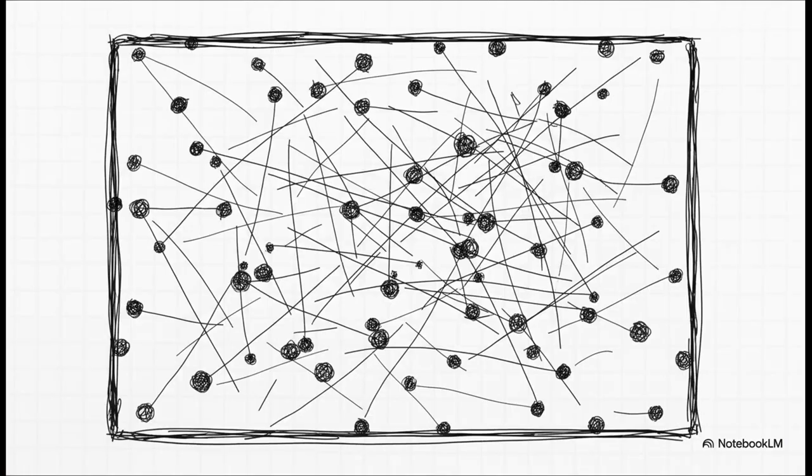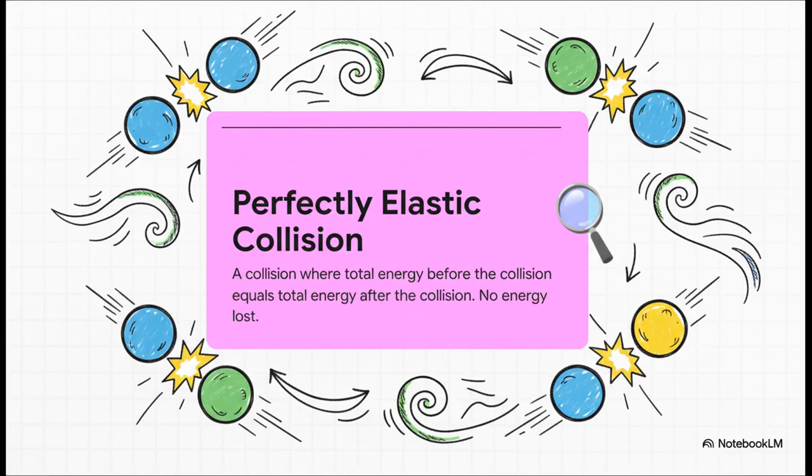Well, for an ideal gas molecule, life is just one big, chaotic pinball machine. They are in constant, random motion, flying off in every direction you can imagine. And they're not all moving at the same speed. Some are slow, some are crazy fast. But here's the key. They always travel in a perfectly straight line until, bam, they slam into another molecule or hit the wall of the container. So what happens in that bam moment?